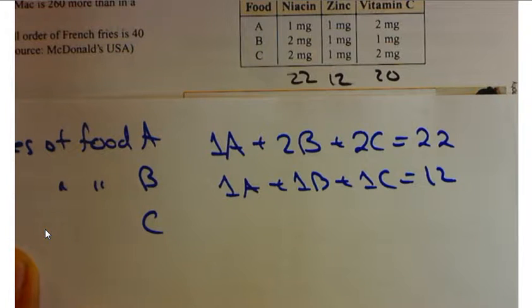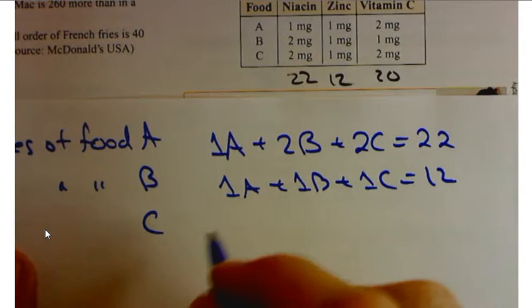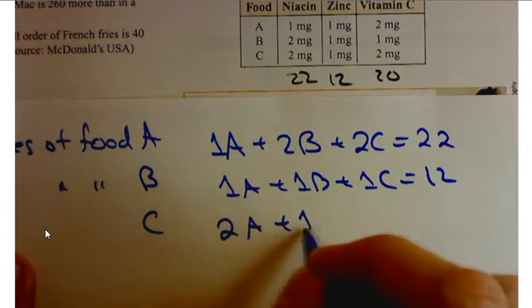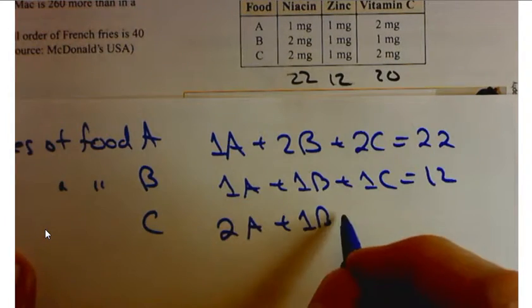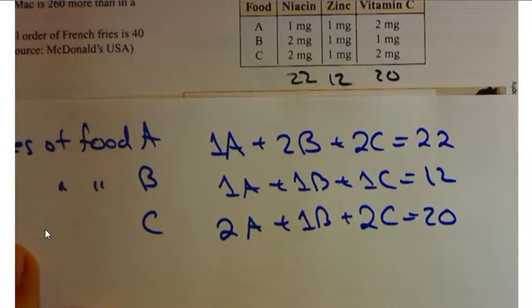Try and write down the third equation. So try for yourself to write down that third equation pertaining to the amount of vitamin C that we're going to have. What's that third equation going to look like? Let me pick on somebody. Good. 2A. I'm going to put plus 1B just to make sure that you guys are seeing where that comes from. Plus 2C equals 20. Are you okay with where we came up with the system of equations?